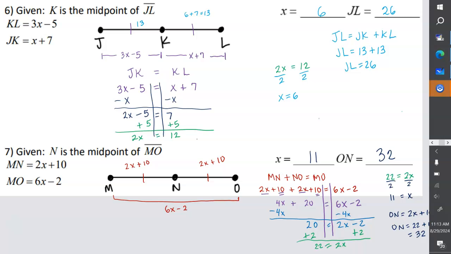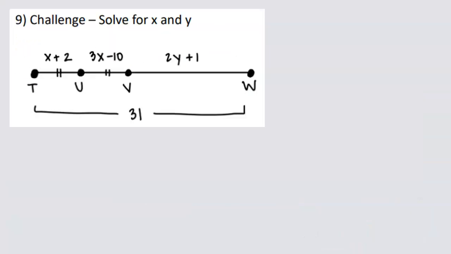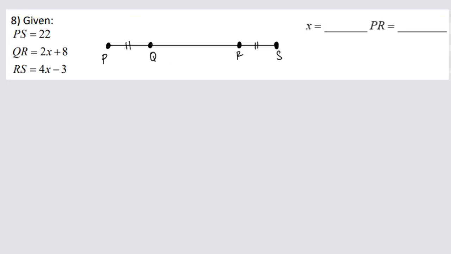So I wound up with 20 equals 2x minus 2. I added 2 and I solved for x. Once I knew what x was, I figured out what ON was by filling it into 2x plus 10. Okay, that's the idea for segment addition.